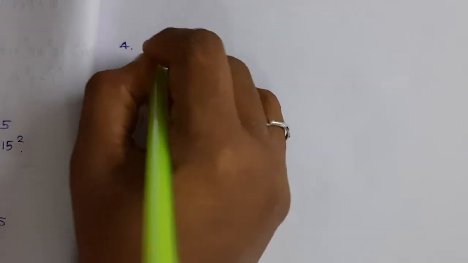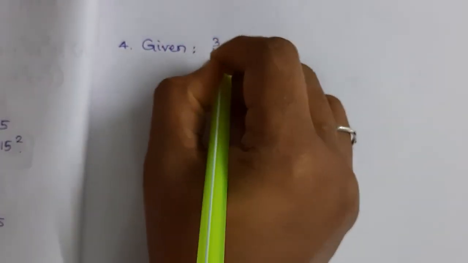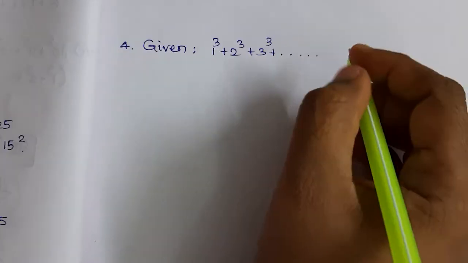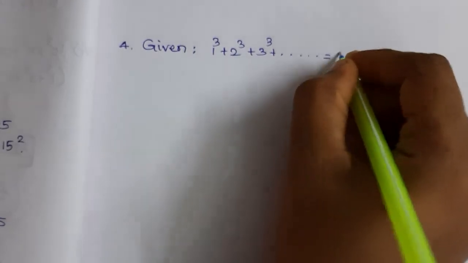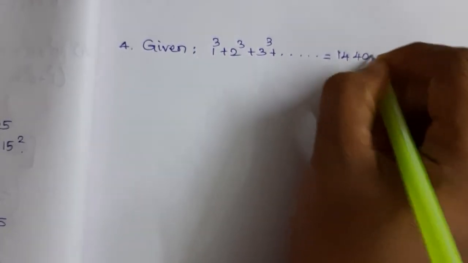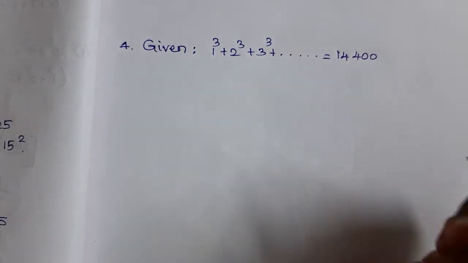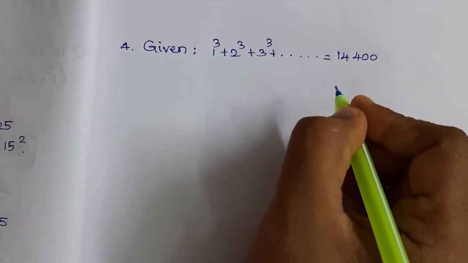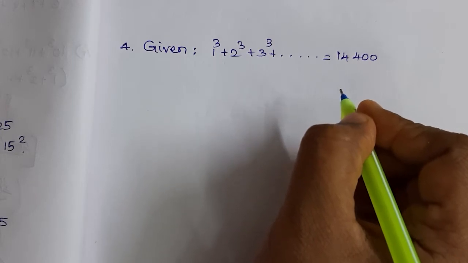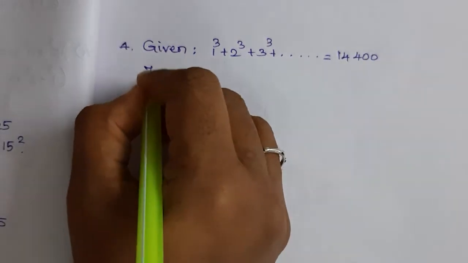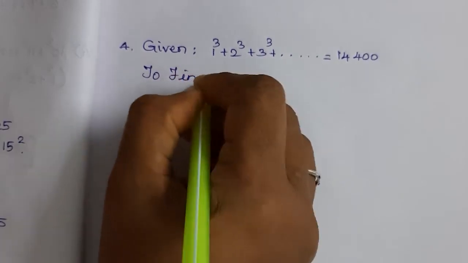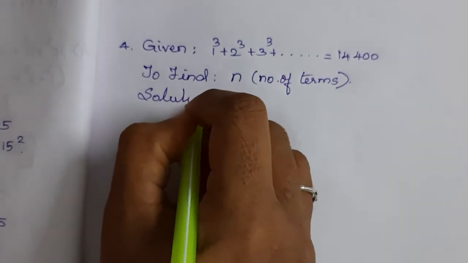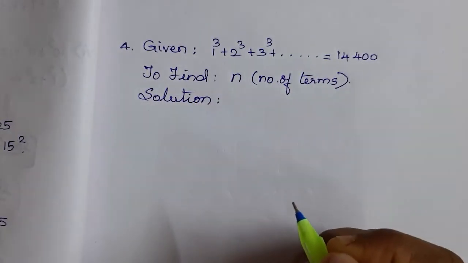Fourth sum, given 1³ + 2³ + 3³ + etc. and the sum is equal to 14,400. So here we are supposed to find the value of n. How many terms? Terms we denote with the letter n. So to find is n. Let's see how to find the value of n with the given information.